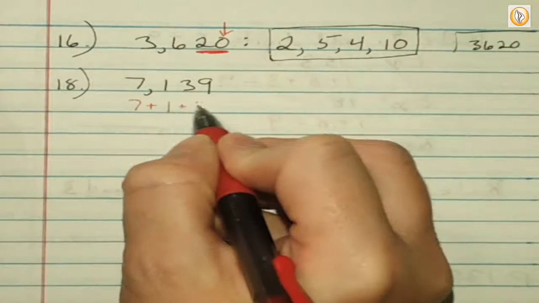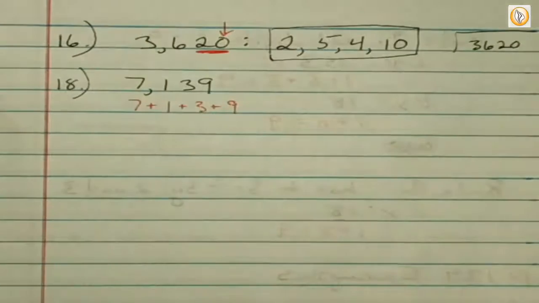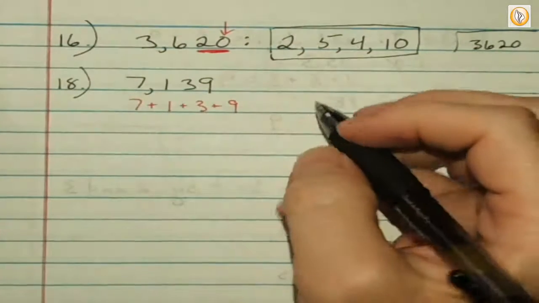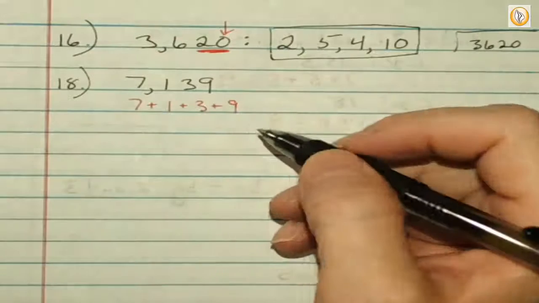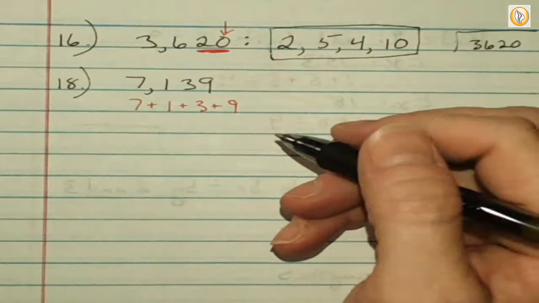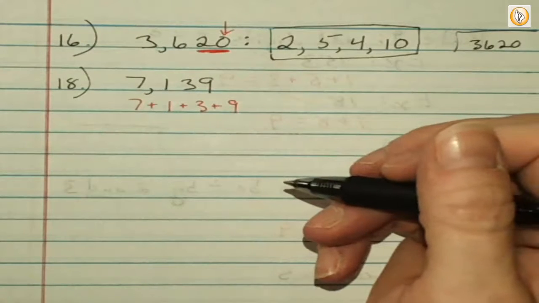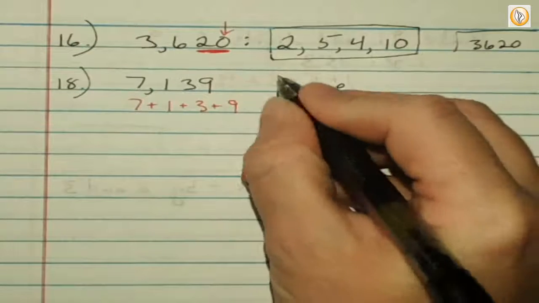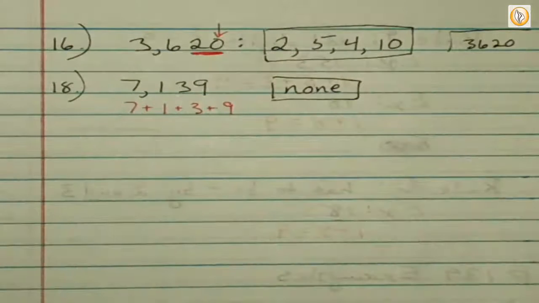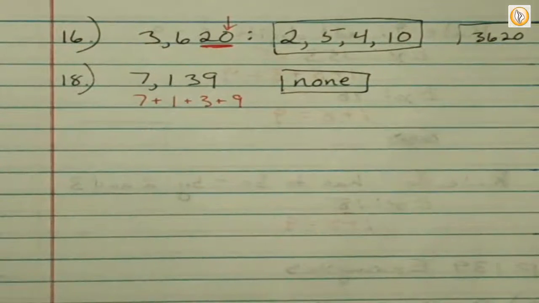So it equals 20. Can 3 go into 20? No. Then it's not divisible by 3. So can anyone find any number that can go into that? No, I don't think any of them go into it. The answer is none. That's right. Nothing. Nope. It's not possible. It is possible.